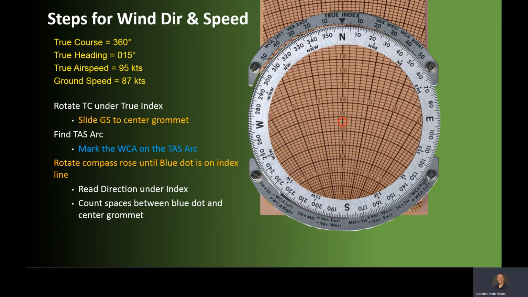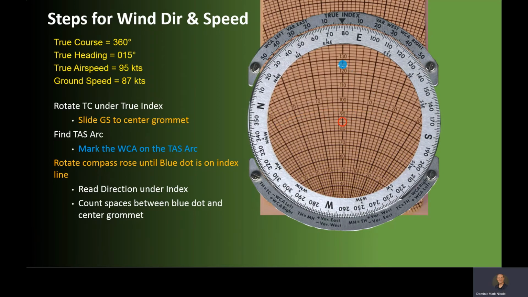Now mark the wind correction angle on the true airspeed arc. True airspeed of 95 knots. Go 15 degrees to the right side of the index line. Place your dot. From here, we just spin to win. Rotate until that dot is on the index line.